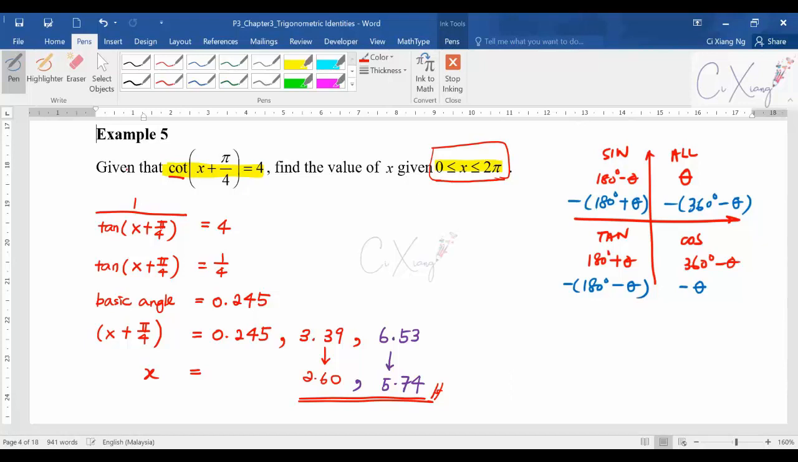So this is what we want to cover for this video, and from the next video onwards we are going to discuss all the identities. When all the identities come in, the trigonometric questions will become harder and harder. So we'll discuss more in the next video.